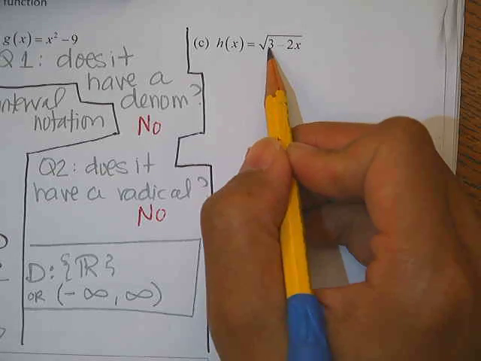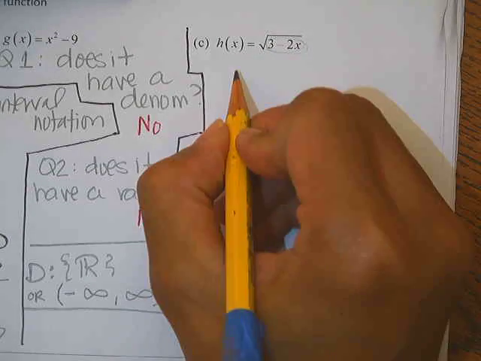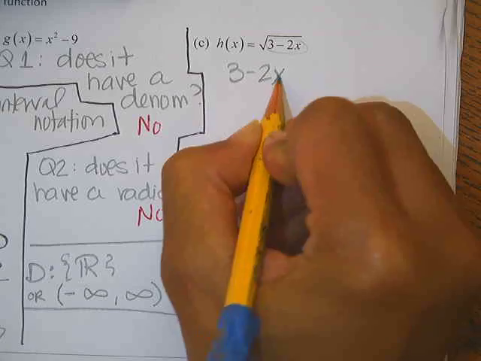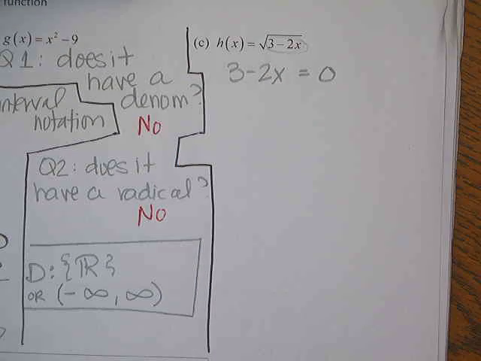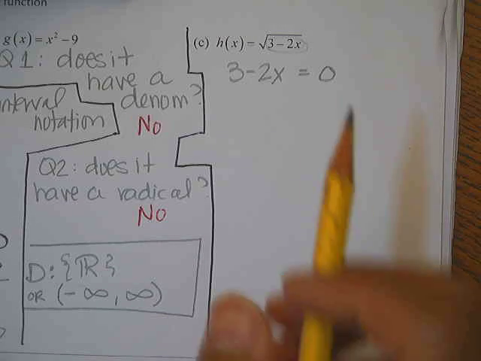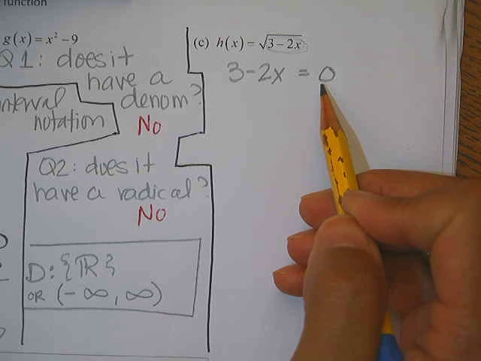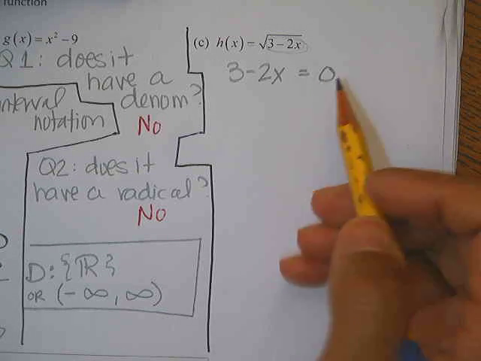So what we're going to do is take this under the radical and set it equal to 0. And the reason we are going to set it equal to 0 is because we are going to decide what makes it negative.